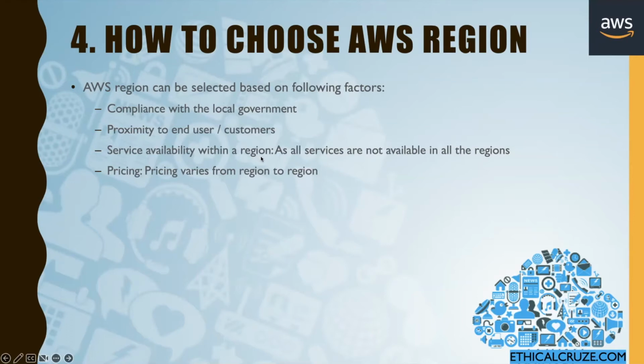The third factor is service availability within a region. As I said, all the services are not present in all the regions. If you want to use a specific service, and it is present only in a specific region, then you have to choose that region. So selecting a region also depends on what service you want to use. Also, a major important factor is pricing, because pricing varies from region to region. If you think this is a bigger factor, you could consider this while selecting a region. These are the factors you have to keep in mind while choosing AWS regions.